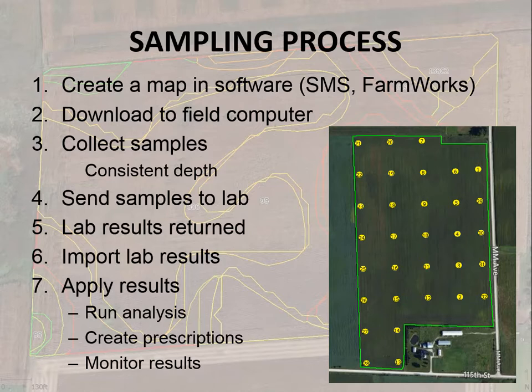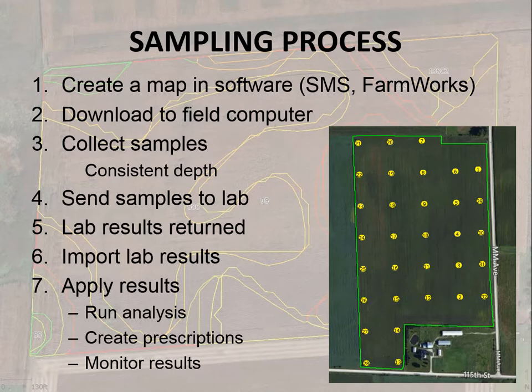So once you get those created, you're going to get those downloaded, uploaded, transferred over to some sort of field computer. And that field computer has a GPS, and that's going to allow you to navigate through the field, go find those points, find those grids, and then collect those samples. And a key thing, we'll see this coming up a little bit too, is you want to make sure you keep things consistent. So you're always going to pull samples from a consistent depth.